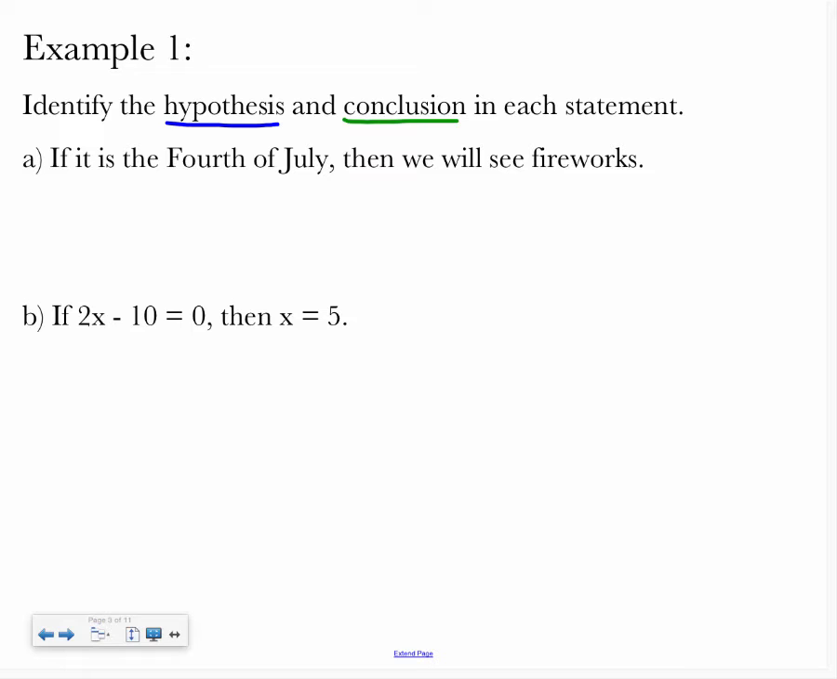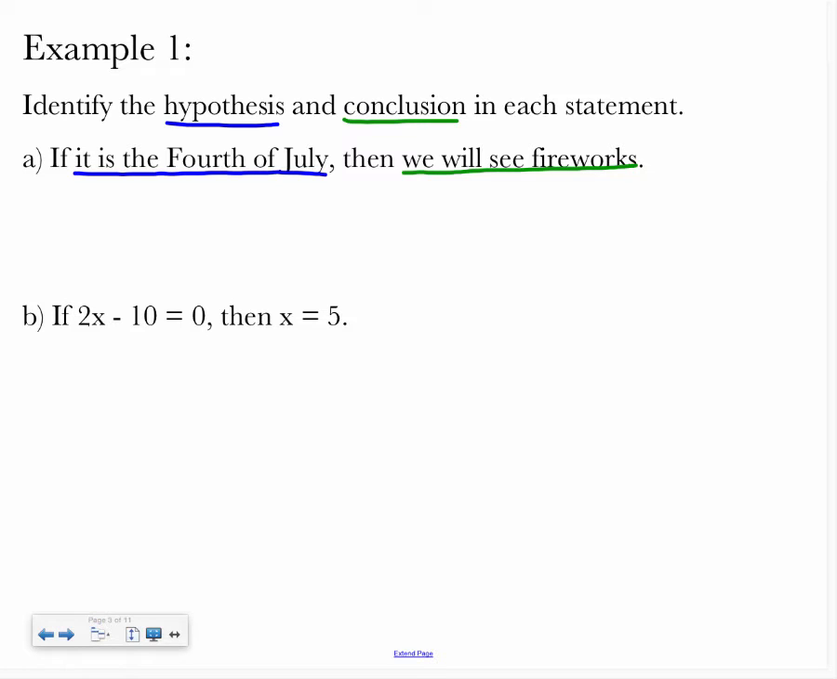If it is the 4th of July, then we will see fireworks. Okay, so my hypothesis, remember, a hypothesis follows the word if. So it is the 4th of July is my hypothesis. My conclusion follows the word then. So my conclusion in this instance would be, we will see fireworks. All right? That is how you identify the hypothesis and the conclusion.